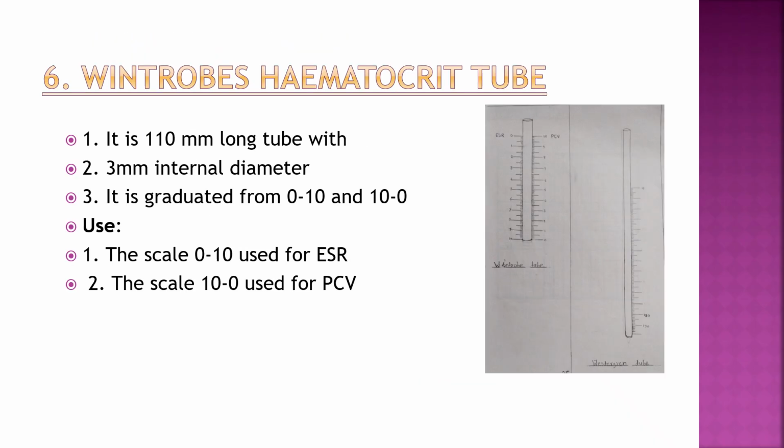Sixth is the Wintrobe's or hematocrit tube, also called as PCV tube. It is 110 mm long, and it has 3 mm internal diameter, and the markings are 0 to 10 and 10 to 0. So uses are the scale 0 to 10 used for ESR, and the scale 10 to 0 used for PCV, that is packed cell volume.